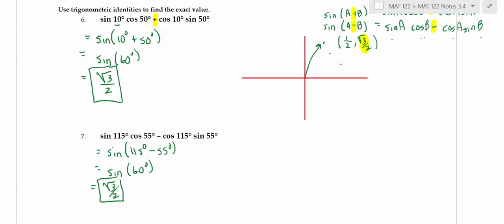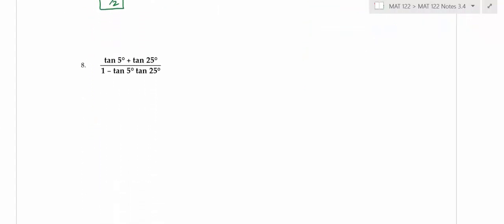All right, now if we go to this one, the tangent identity works like this. Now we have two forms of the tangent identity. So if you have the tangent of A plus B, the identity goes like this: tangent A plus tangent B all over 1 minus tangent A, tangent B. So notice that in this problem, these signs match this identity. So this means this is going to be the tangent sum identity.